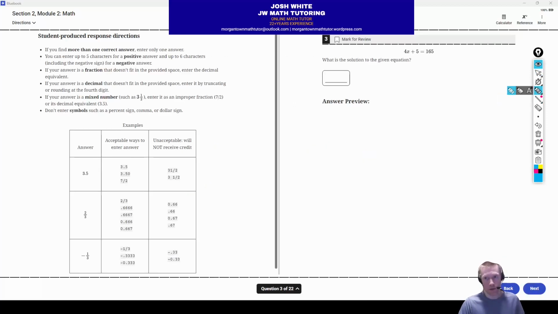Next one, question 3. Here we have a basic linear equation. So you can just go ahead and subtract this. Then you could get 4x equals 160. x is going to equal 40. So the correct answer is going to be 40.